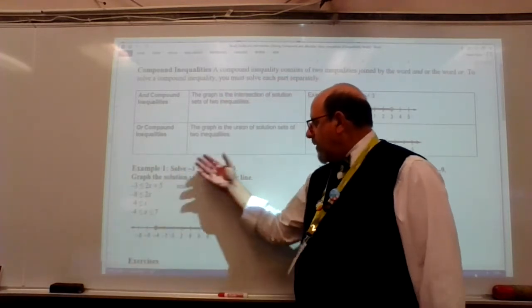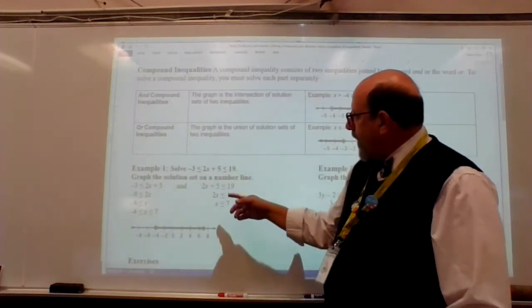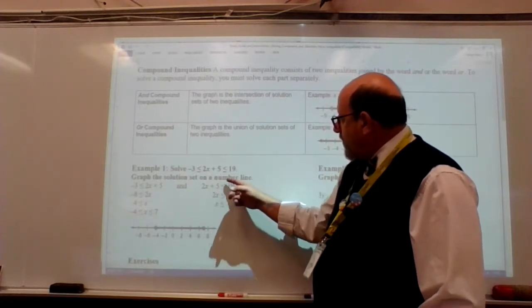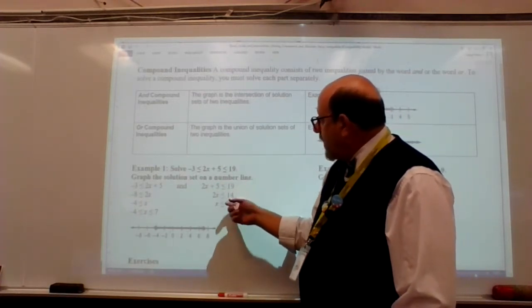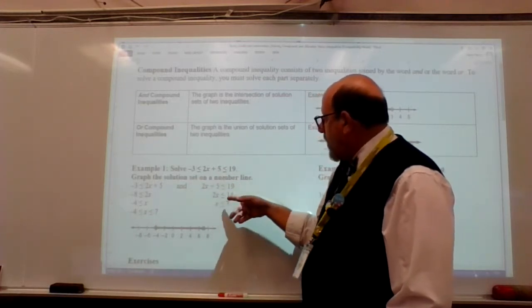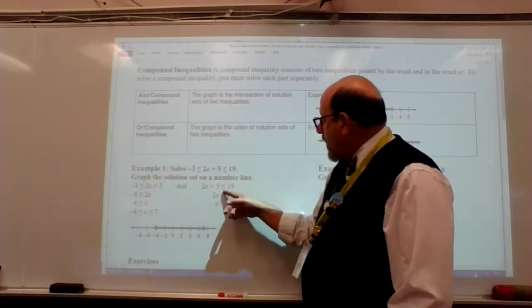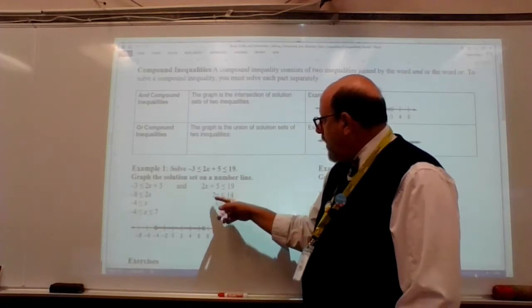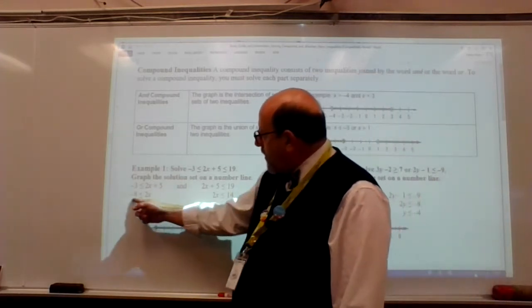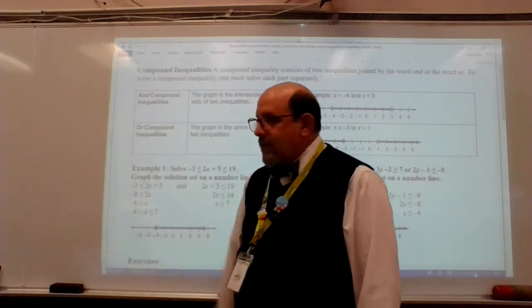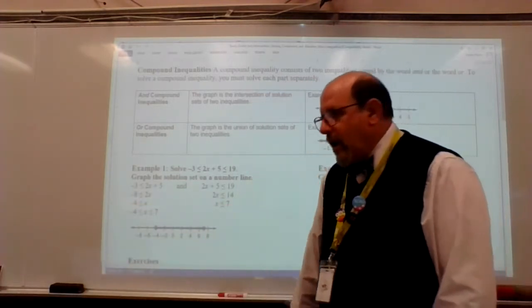And then we went to the other side, and we had 2x plus 5 is less than or equal to 19. They subtracted 5 from both sides again. It's the same operations, by the way. And they have 2x is less than or equal to 14, divided both sides by 2, and x is less than or equal to 7. And then they put them together in the end. That's an and compound inequality.